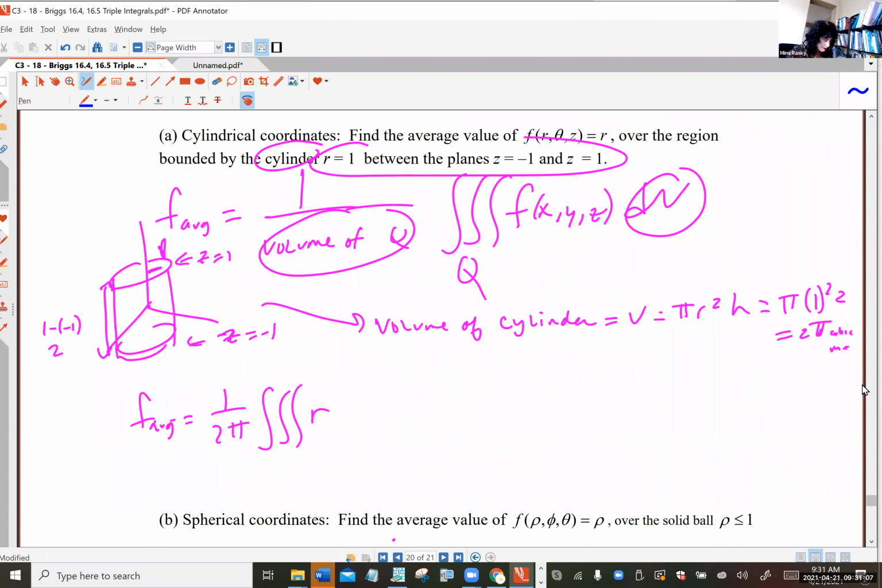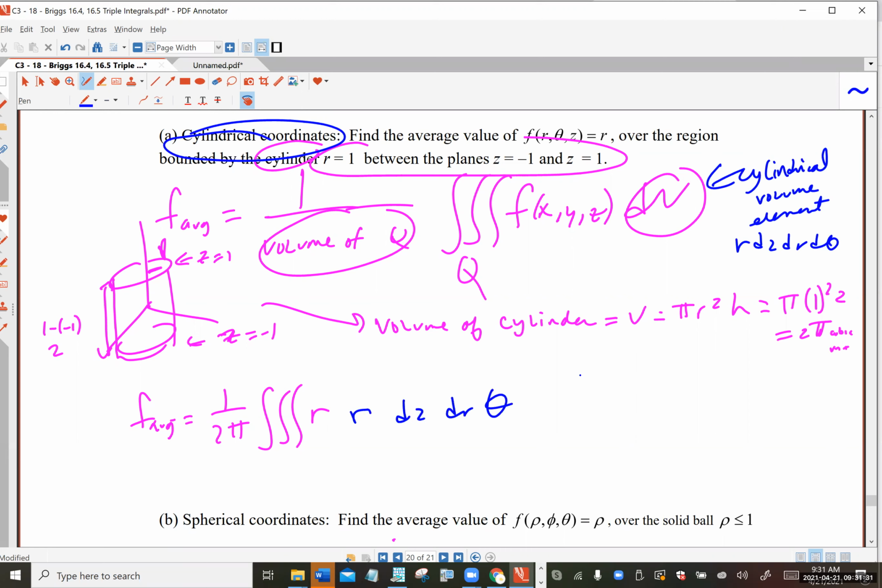Are you talking about the rho squared sine phi? Okay, that's for spherical, but we're doing cylindrical. What's the cylindrical volume element? Is it R dz dr d theta? Yes, R dz dr d theta. Thank you, Alan. Awesome.